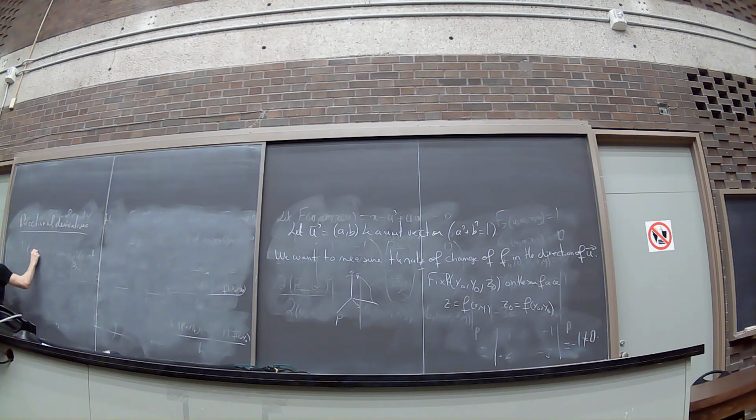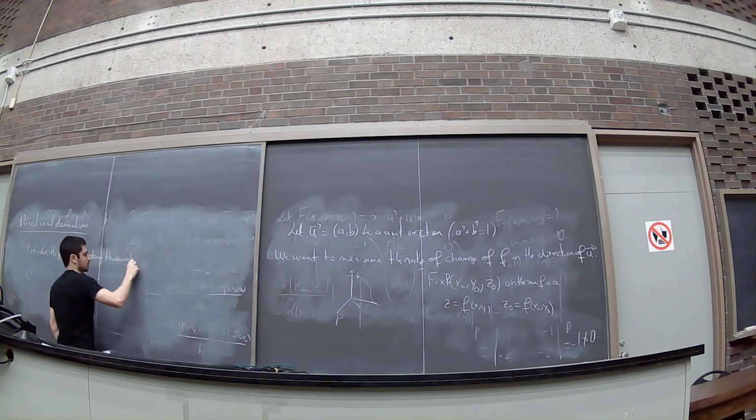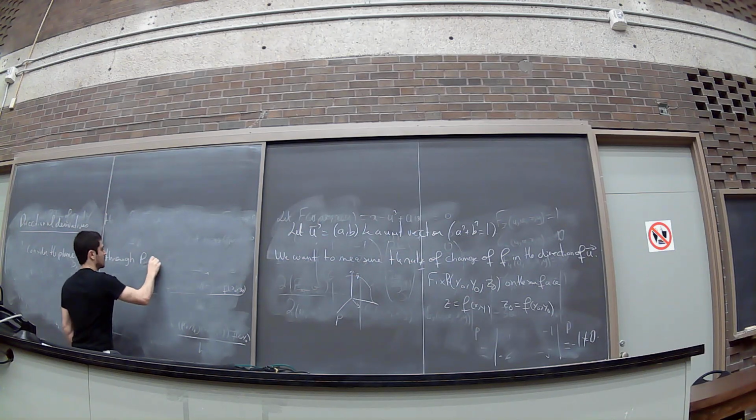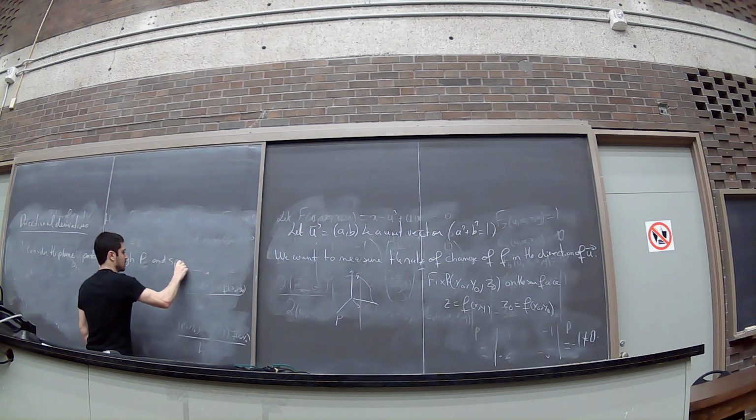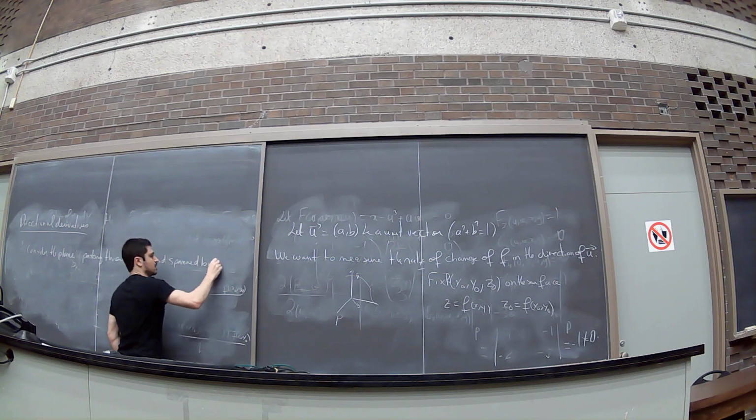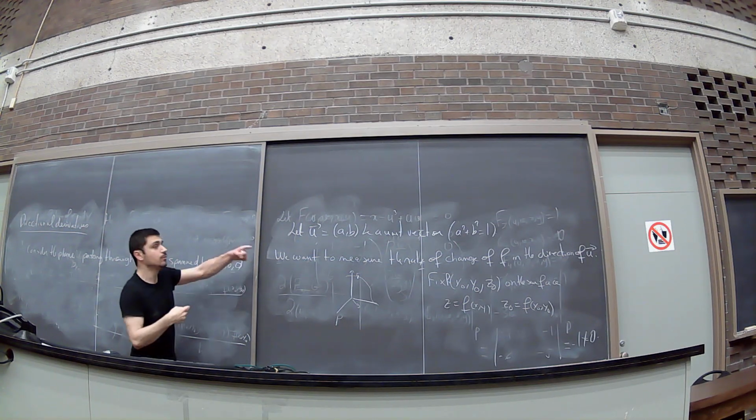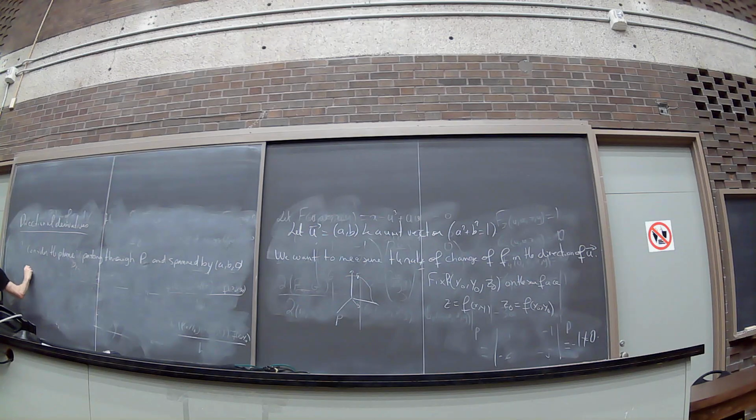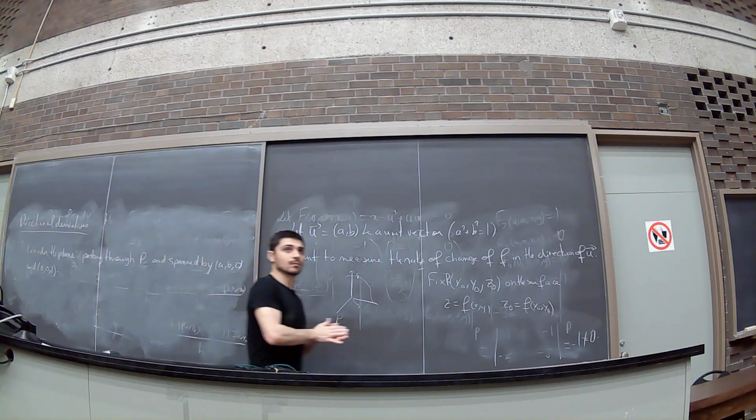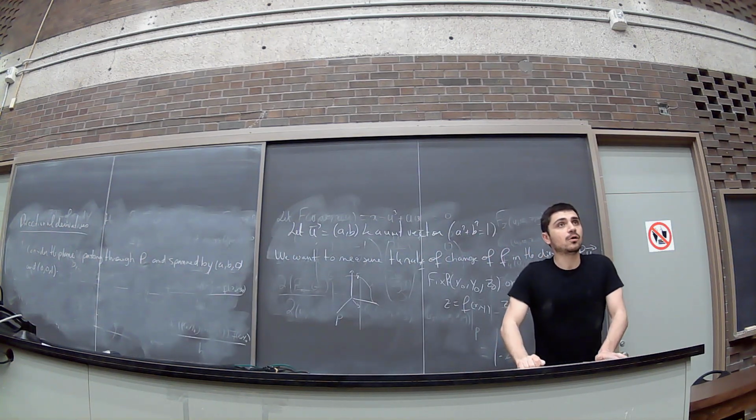Consider the plane passing through P, I call it P or P0, through P, and spanned by (a, b, 0), which is U but in 3D, and (0, 0, 1). Okay?